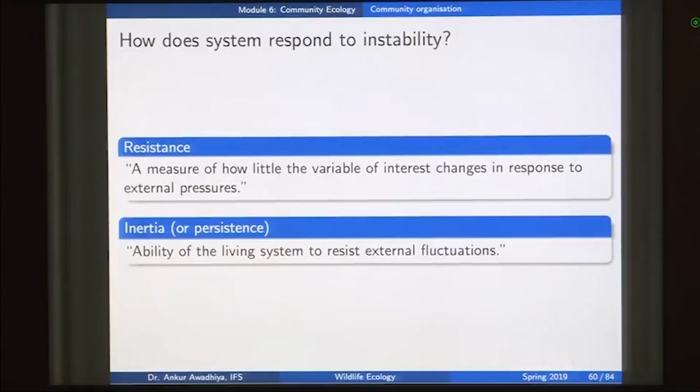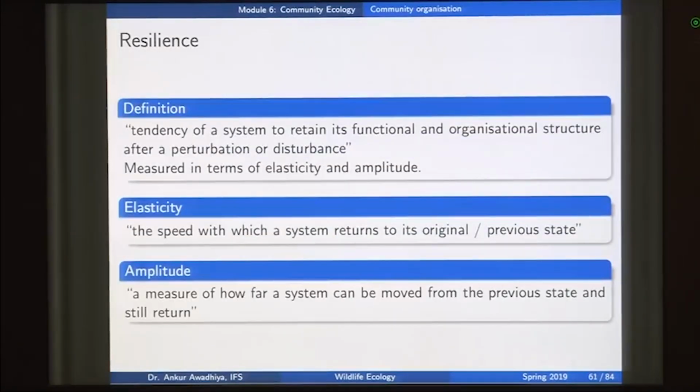The second, related concept is inertia or persistence, which is again the ability of the living system to resist external fluctuations. So, this is about resistance, or resistance can also be explained in terms of inertia. The other definition is that of resilience.